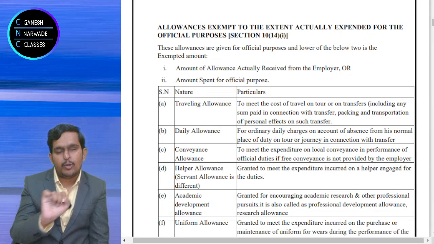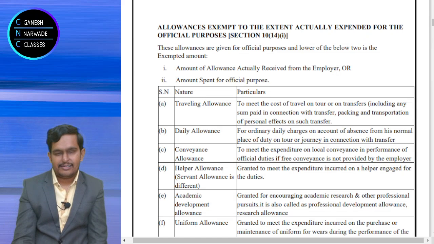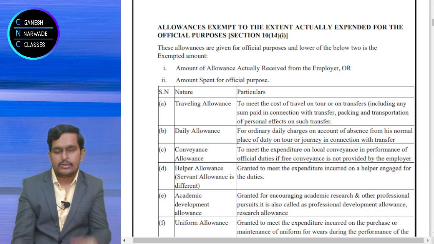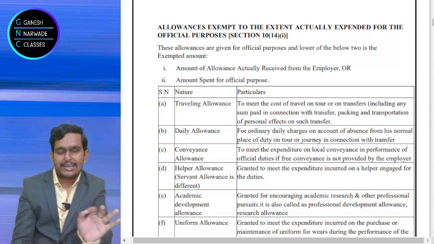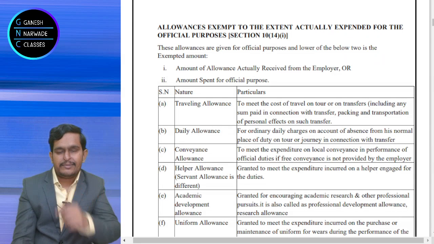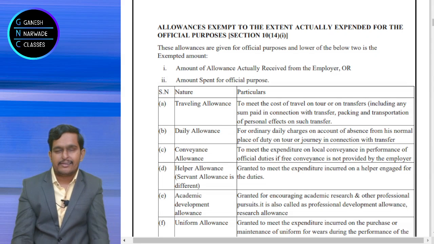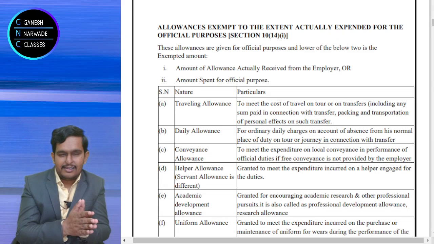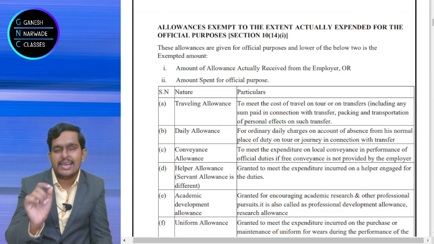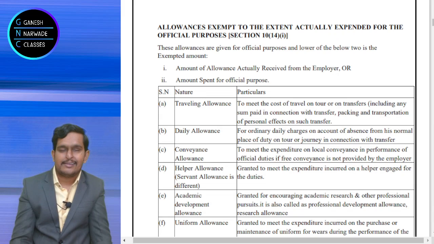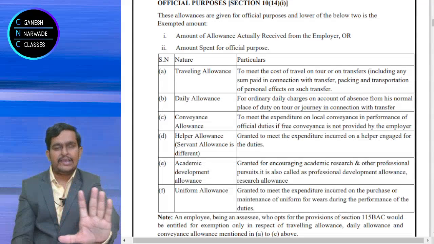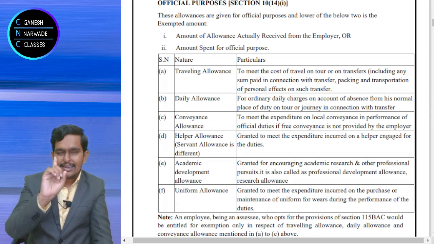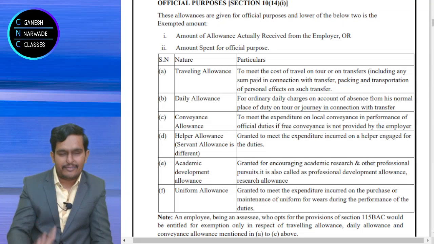These three things seem to be similar, right? But little different. These are allowed as deduction only on actual payment basis. So take the allowance minus expenditure, balance is taxable. Now the exemption which we discussed in these 3 points is allowed if you opt for the regular scheme of filing returns or you opt for 115 BAC. What that is, we'll discuss in a separate chapter. But whichever way you file income tax return, you will get the benefit of the exemption for these 3 things: traveling allowance, daily allowance, and conveyance allowance.